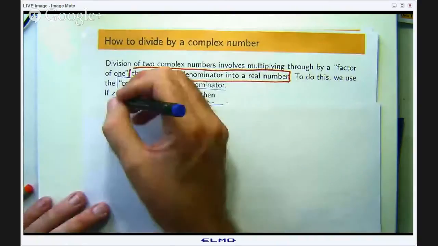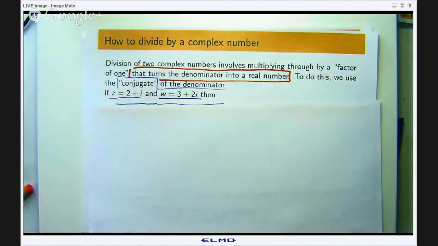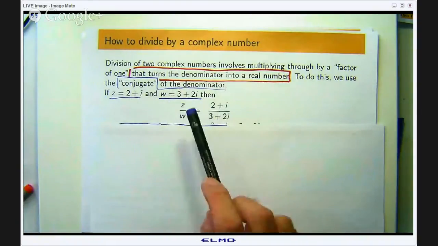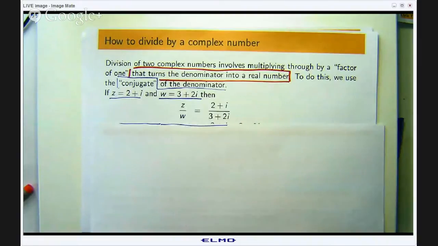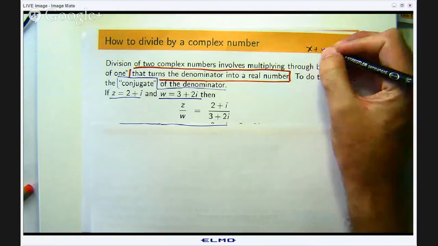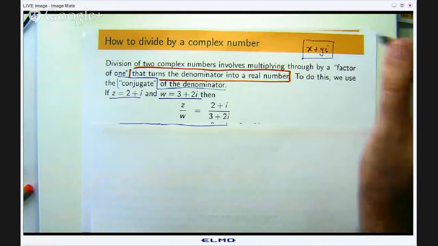Suppose I have two complex numbers, z and w. z is 2 plus i, w is 3 plus 2i. Then let's have a look at the division of z by w. Okay, so I've got 2 plus i all over 3 plus 2i. What we would like to do is get that into a form, say x plus yi, for some numbers x and y, into the Cartesian form.